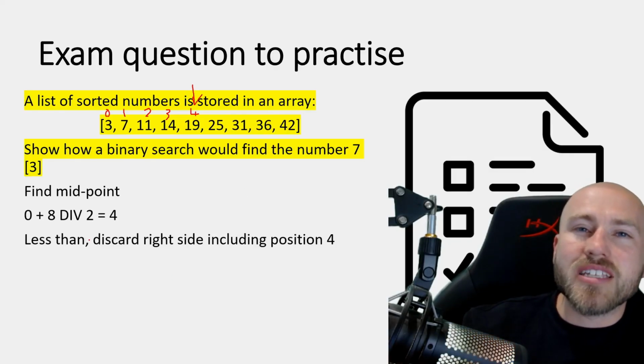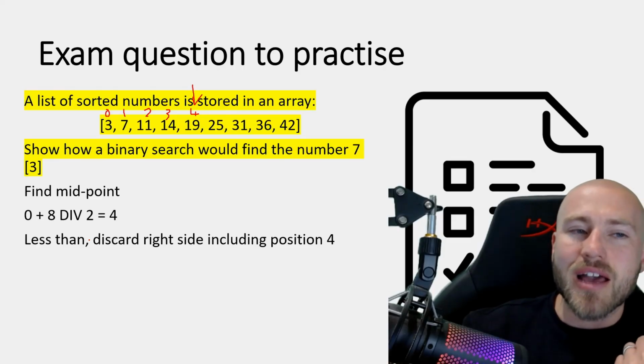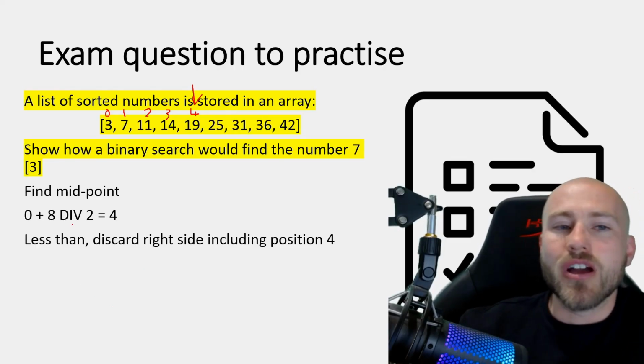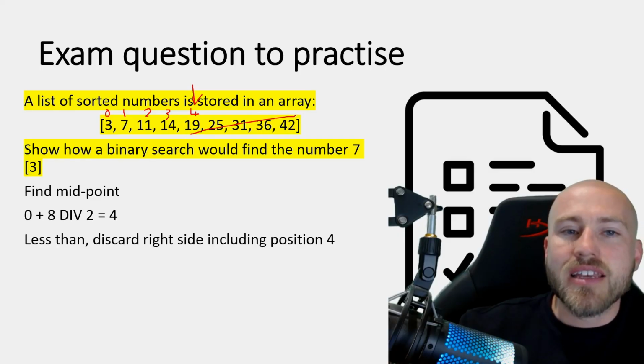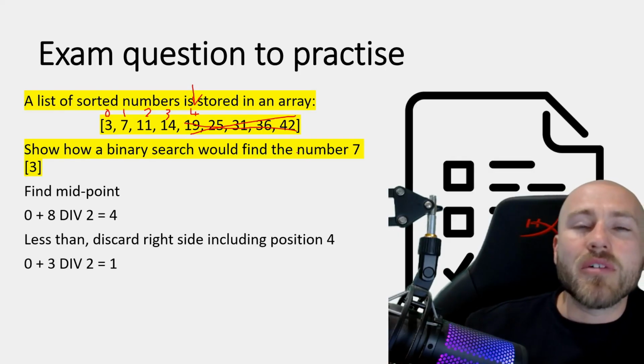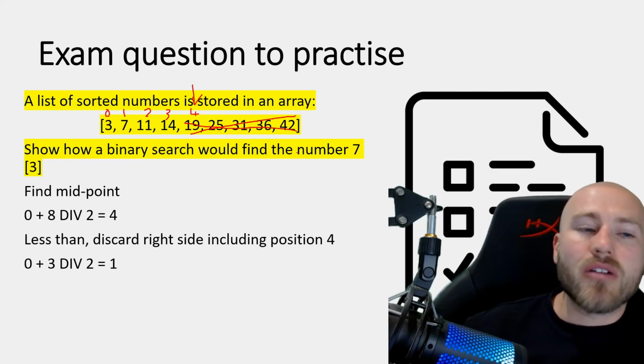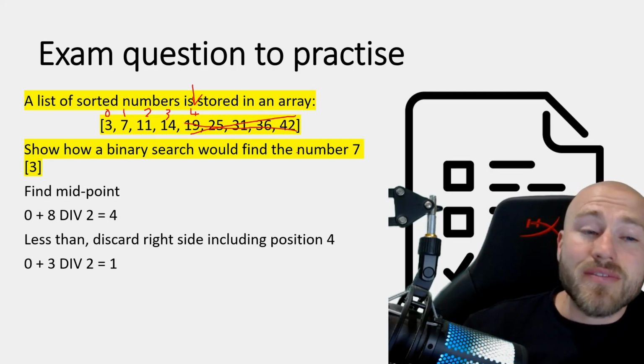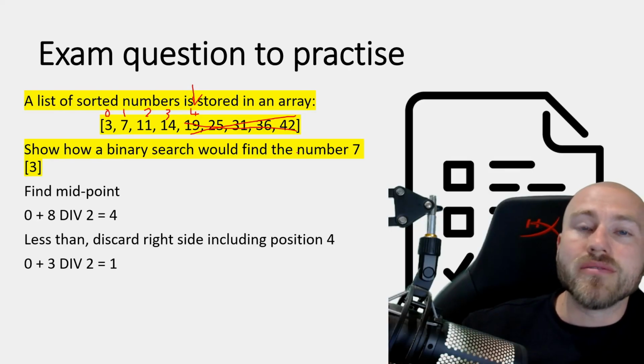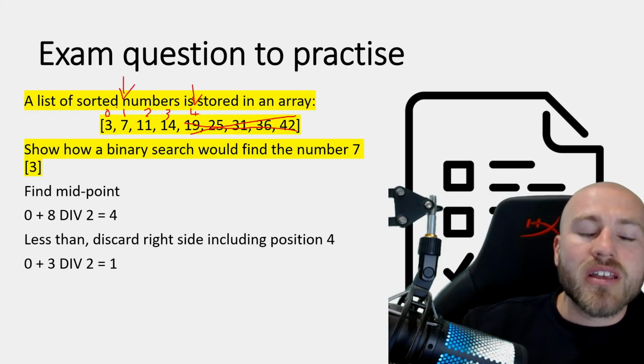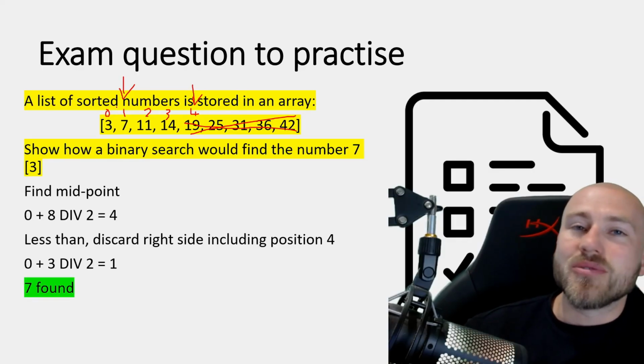Now we know because the data's been sorted that it must be less than that because we are looking for the number 7. So we are going to discard the entire right side, including position 4. Then we're going to use our new left side added to our right side, which is 0 plus 3. Div 2 is going to give us 1. So we are now looking at position 1 and we have found our data. So 7 has been found.